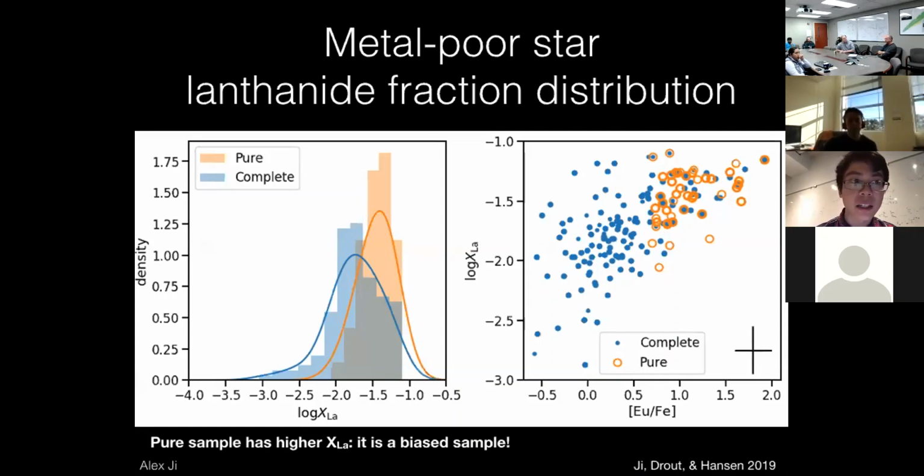And so I think my feeling is that neutron star mergers probably exhibit more diversity in their lanthanide fractions, in their compositions, compared to what we thought before. That's the direction I'm leaning. But we'll find out, right, in like the next few years.